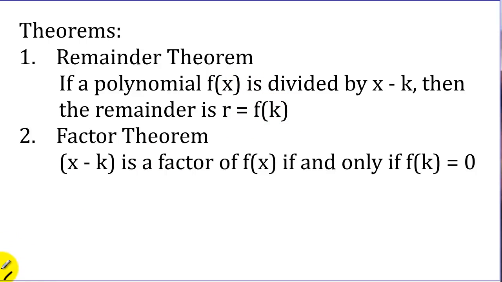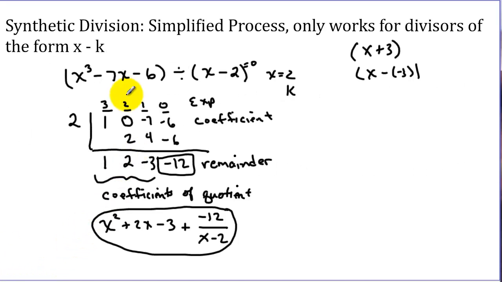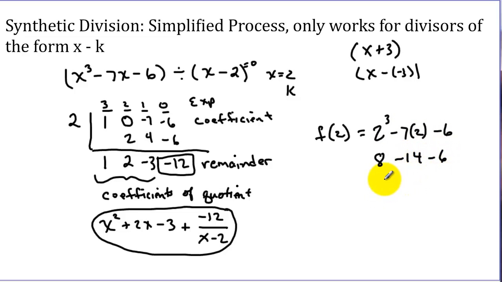So if we go back to our last example, if this is our f of x, if we evaluated f of 2, we're going to get negative 12. If I put positive 2 here, I've got 2 cubed minus 7 times 2 minus 6. This is 8 minus 14 minus 6 equals negative 12. So the value of f of k was the same as the remainder we got.